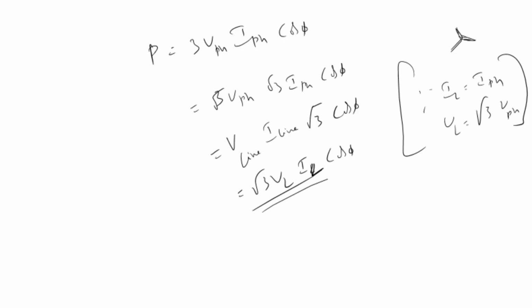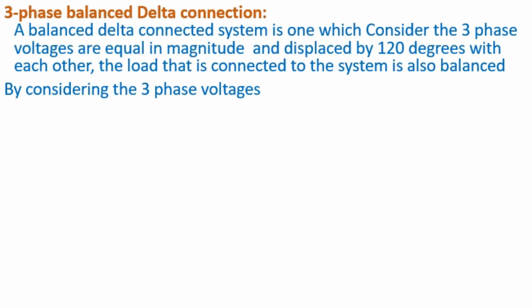Similarly, we can find the values in a delta connection. If you consider a delta connection, a balanced delta system considers three-phase voltages having equal magnitude displaced by 120 degrees from each other, the load connected to the system is also balanced, and the three-phase voltages are given by VRN, VYN and VBN. Similarly, as the load is balanced, the three currents IRN, IYN, IBN also have a phase displacement of 120 degrees each.